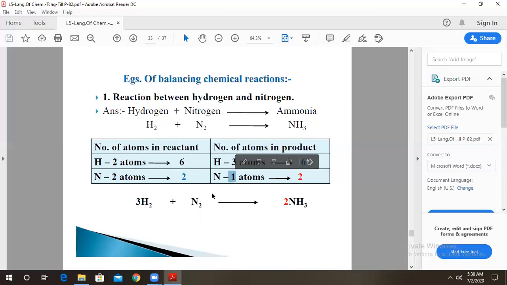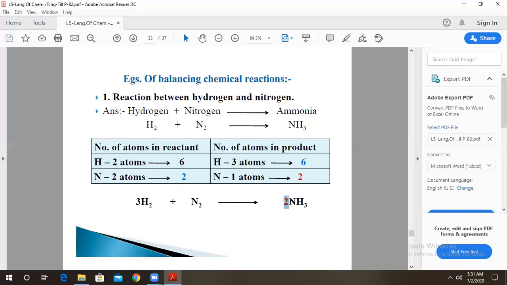So firstly, try to balance the metal. Metal is not there. So try to balance the non-metal. So we'll balance the nitrogen. Nitrogen is 2. On the product side, nitrogen is 1. So what I do, I write 2 as a coefficient. Over here, before nitrogen, I'm going to write 2.